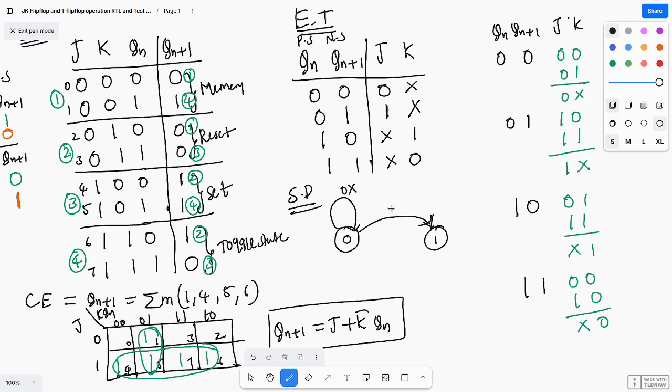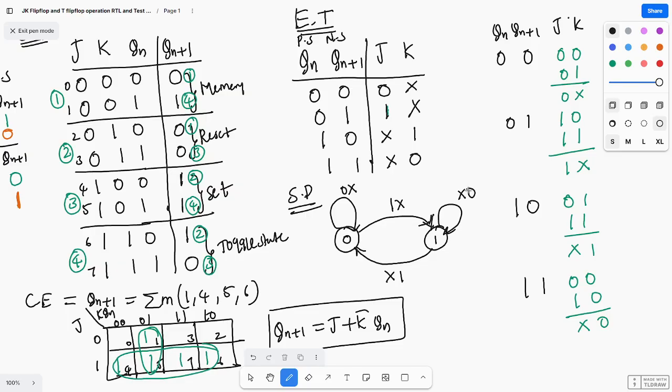What are the inputs? 1, don't care. Present state is 1, what is the next state? It is coming to 0. What are the inputs? Don't care 1. And present state is 1 and it will be in the same state. What are the inputs? Don't care 0.